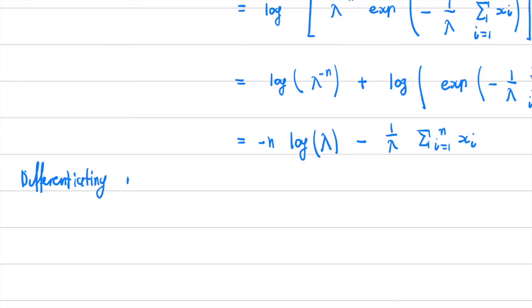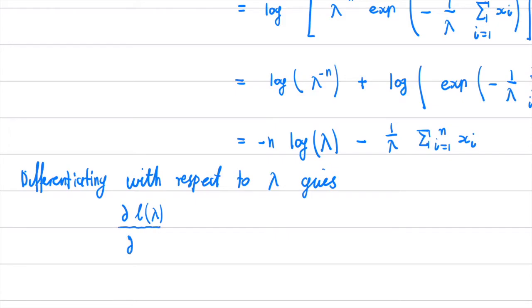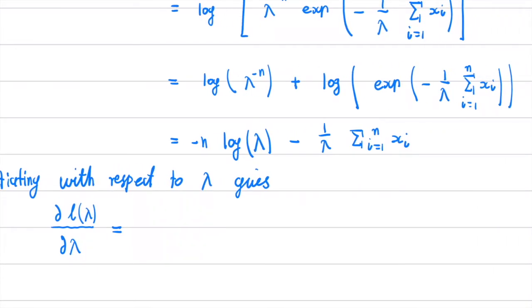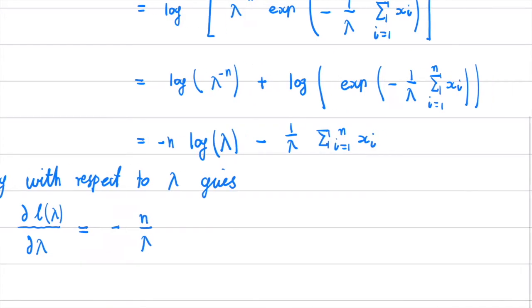Differentiating with respect to lambda gives, okay, so first we're going to find the first derivative, dl of lambda over d lambda. We're looking at our first expression here, negative n log lambda. How do we differentiate that? Well, n is just a constant in terms of lambda, so all we have to do is differentiate the log of lambda. The differential of a log is 1 over lambda, so it becomes negative n on lambda.